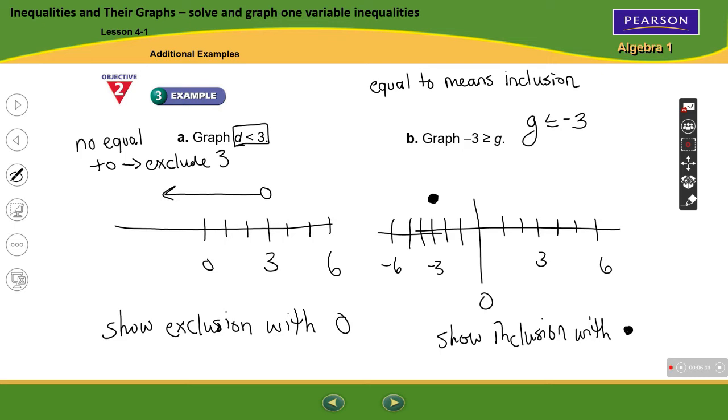And then I am going to decide which way my arrow points. It is less than again. When I write it like this, we have less than. We want G to be all things less than -3, so we are going to point it this way.